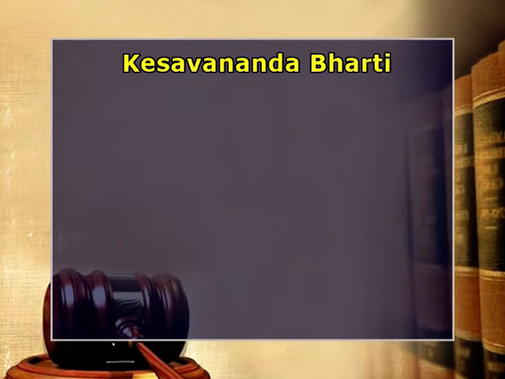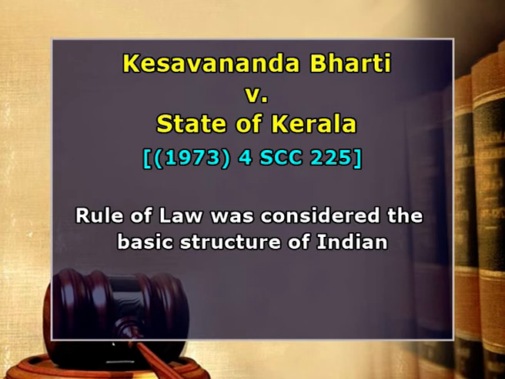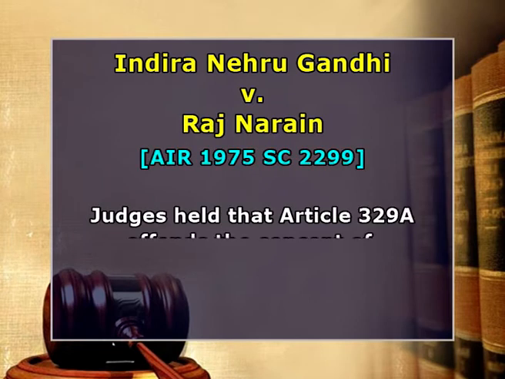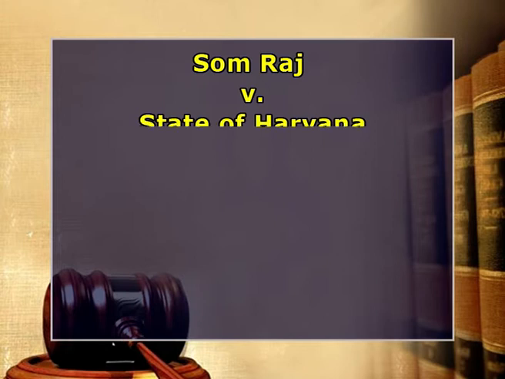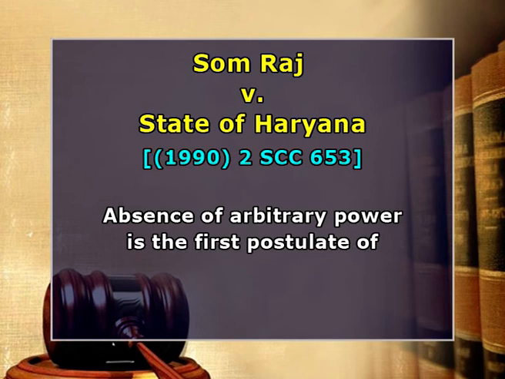Though the contention did not succeed, this case made it clear that the rule of law can be used as a legal concept. In Kesavananda Bharati versus State of Kerala, the rule of law was considered as the basic structure of the Indian Constitution. In Indira Nehru Gandhi versus Raj Narain, judges held that Article 329A offends the concept of rule of law. The court in the case of Somraj versus State of Haryana observed that the absence of arbitrary power is the first postulate of rule of law.